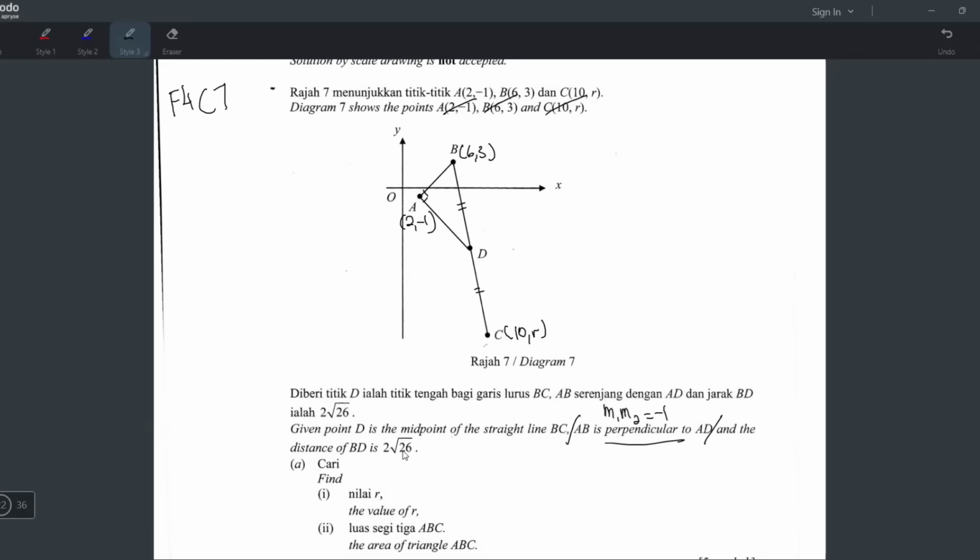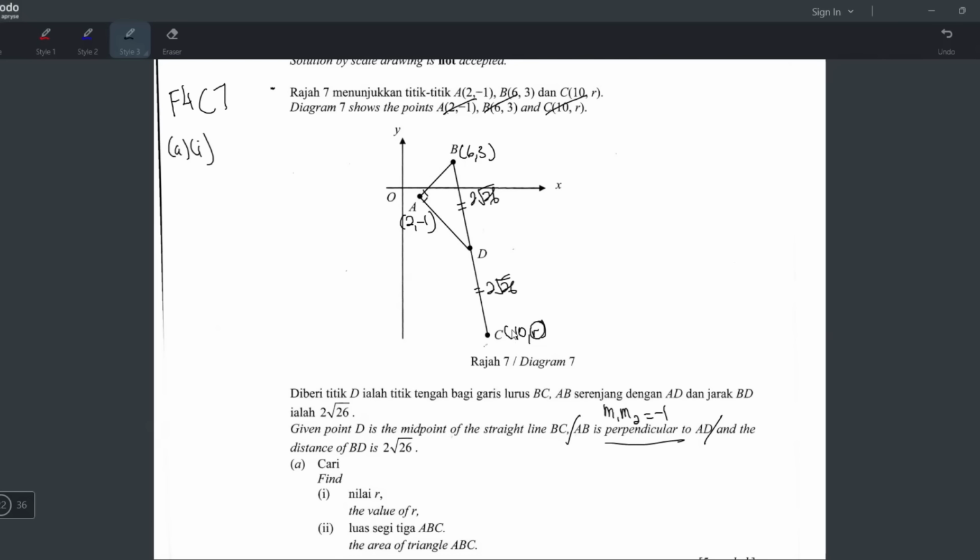And the distance of BD is 2 square root 26. Alright, so the distance here will be 2 square root 26 also lah. Here's 2 square root 26, and here also 2 square root 26, because they have the same distance. Okay, now we can do A1, find the value of R. Okay, find value of R means find the y coordinate of point C.